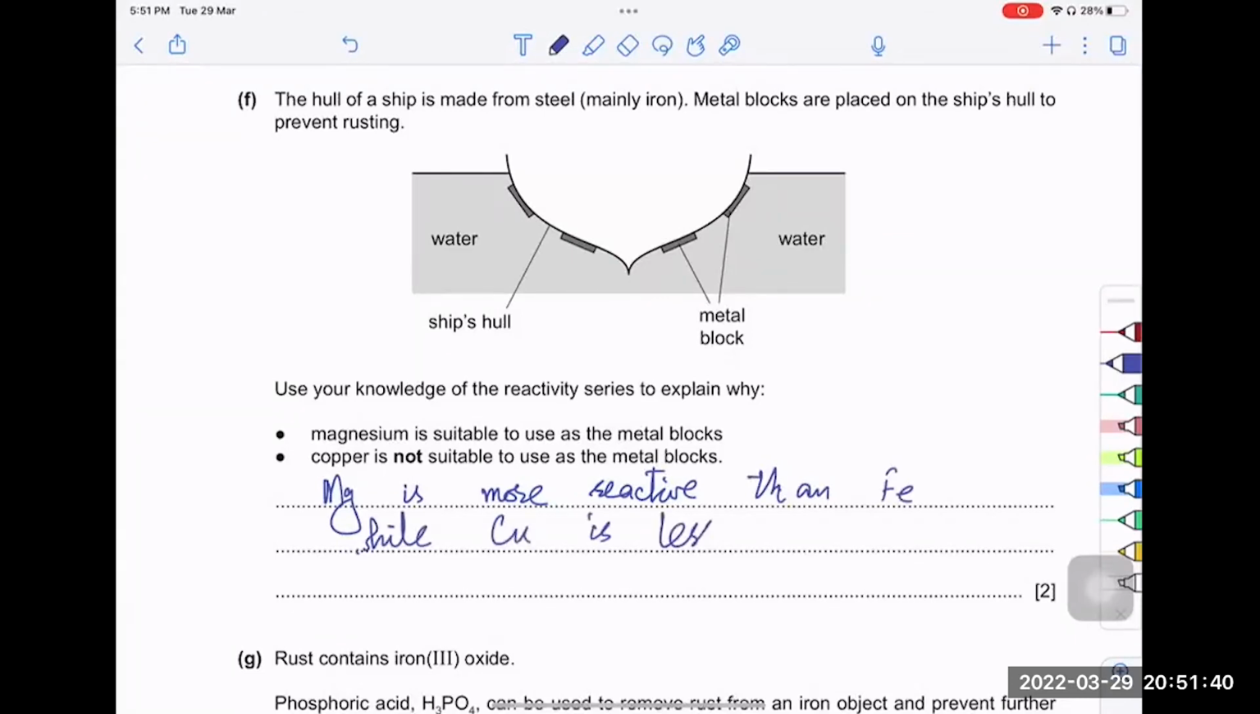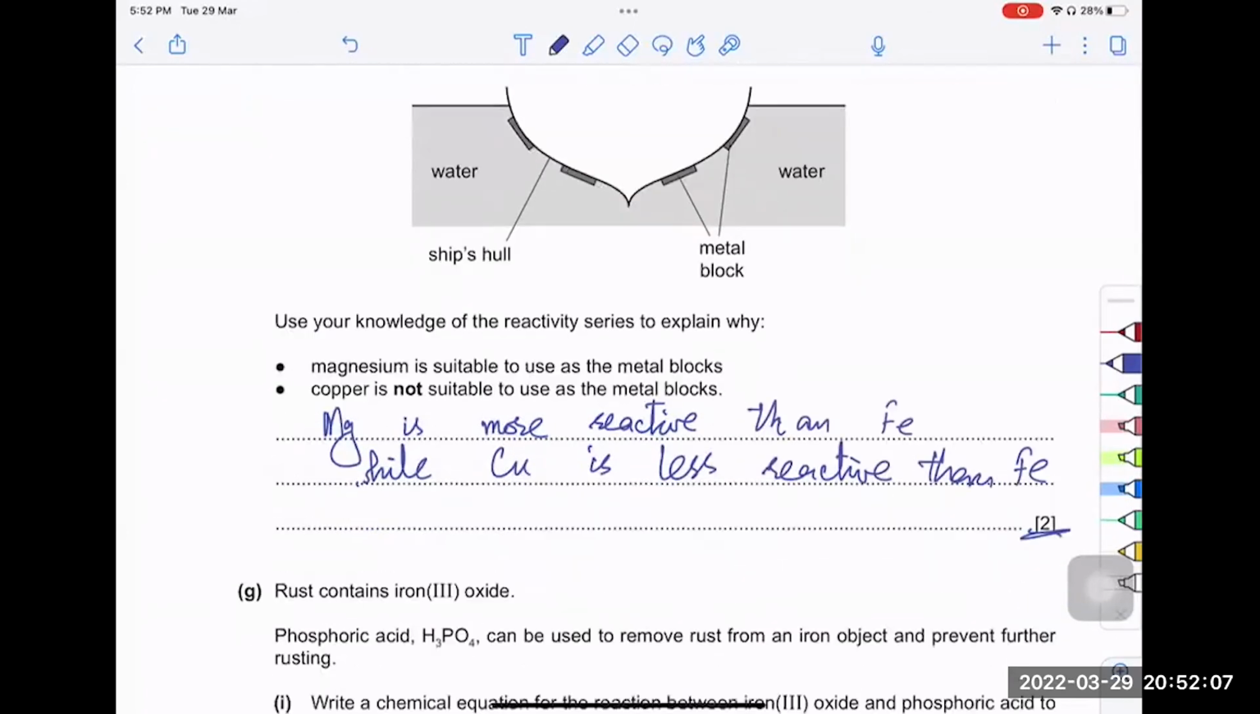I have to talk about both of them because the examiner has asked about both of them. It's a 2-mark question, so I can't just say magnesium is more reactive. No. I have to make it clear that I'm talking about iron compared to these two. If you just say magnesium is more reactive, copper is less reactive, the examiner could also understand that you're saying magnesium is more reactive than copper. We have to specify that we are comparing it to iron. So write the full thing.